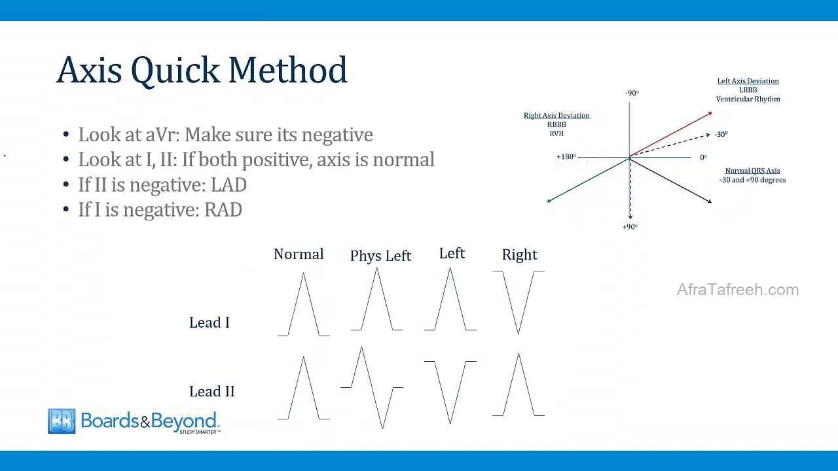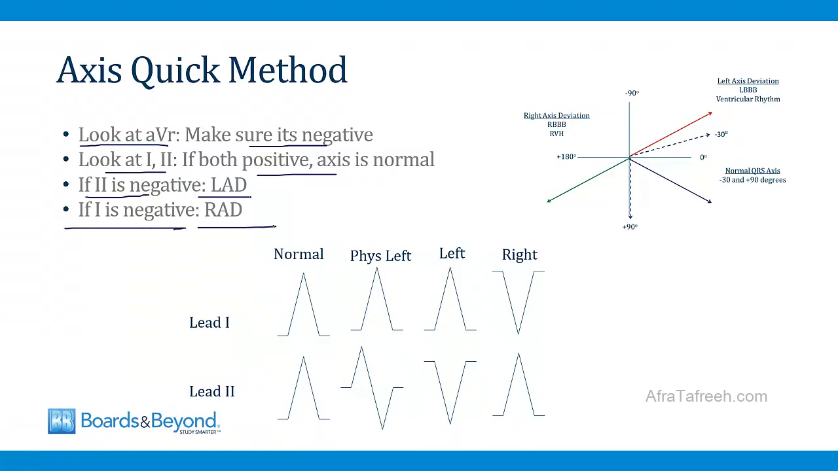And so here's a summary for the quick axis method. It's basically 4 steps. You look at AVR, make sure it's negative. You look at 1 and 2. If they're both positive, the axis is normal. You look at lead 2. If it's negative, that's left axis deviation. If lead 1 is negative, that's right axis deviation. And this is the way that most cardiologists look at axis. We don't actually measure it. Like I showed you before, we just quickly look at whether leads 1 and 2 are pointing upward or downward, and from there we can determine the axis.